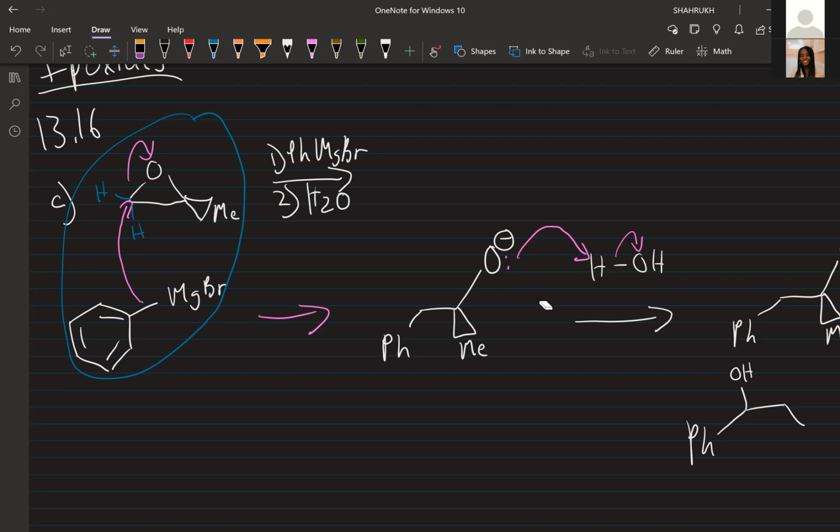Okay, let's try another one. See if any of these structures are a little different.